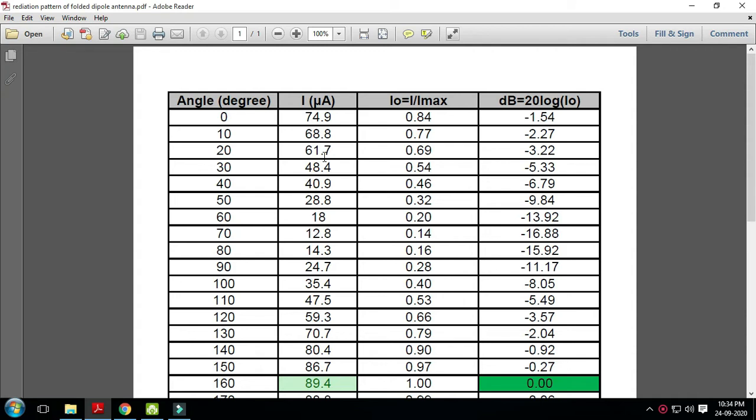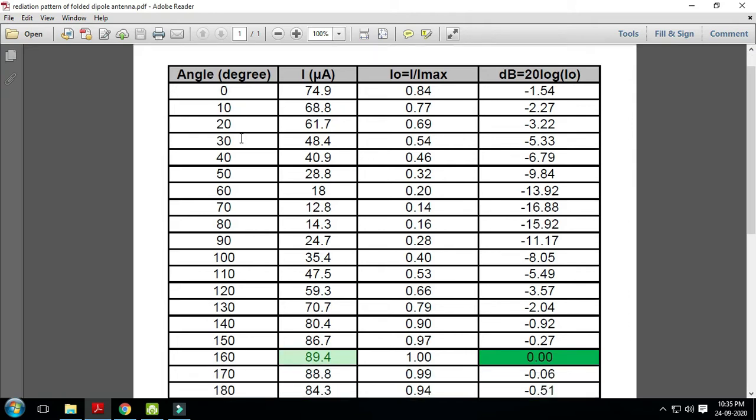Now last day in our experiment we have done a study of radiation pattern of a folded dipole antenna. So there we have recorded angle versus receiving current. So I have tabulated all the data here. These are the angles with 10-degree increment, and these are my receiving current. Now we have also two calculated columns there.